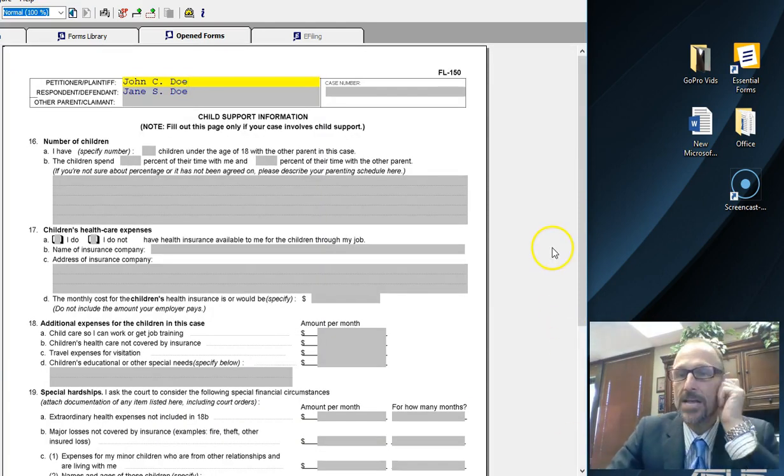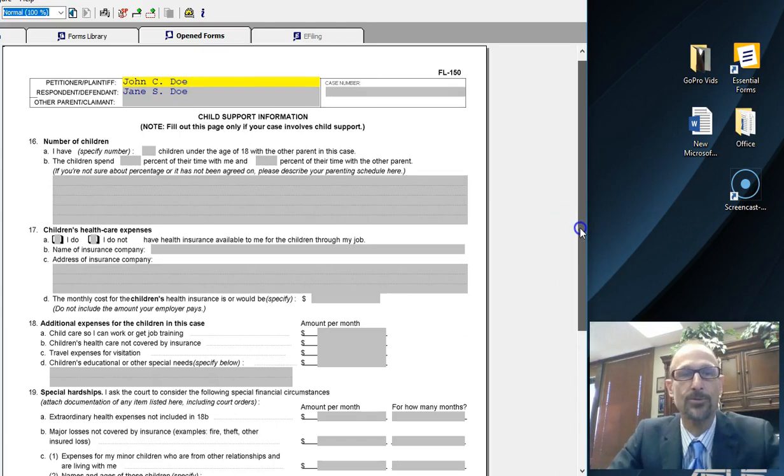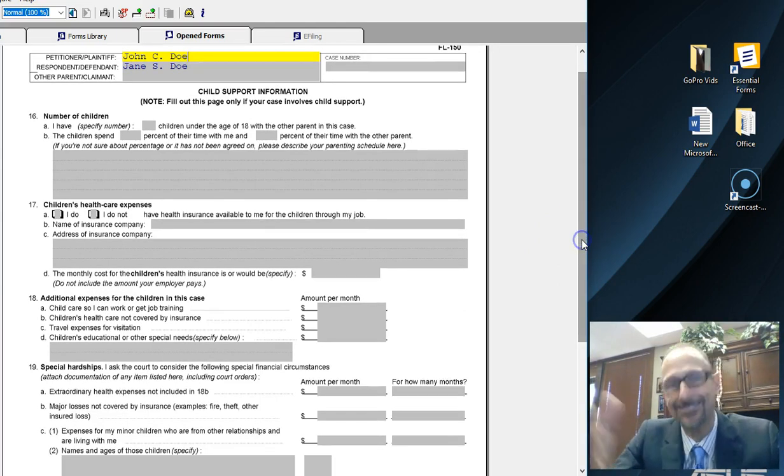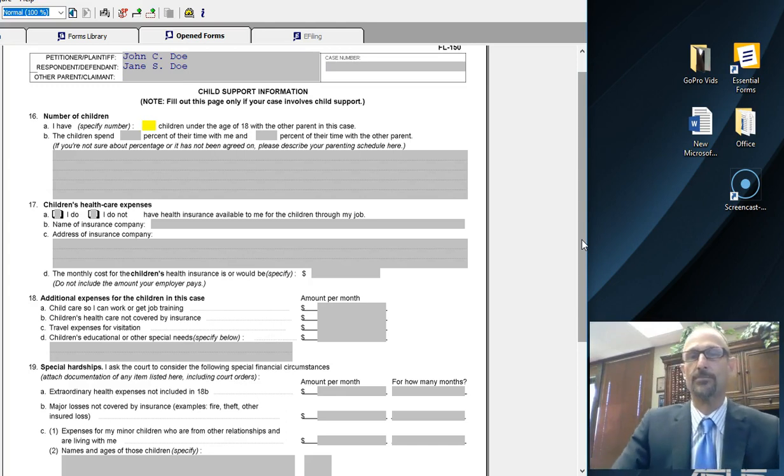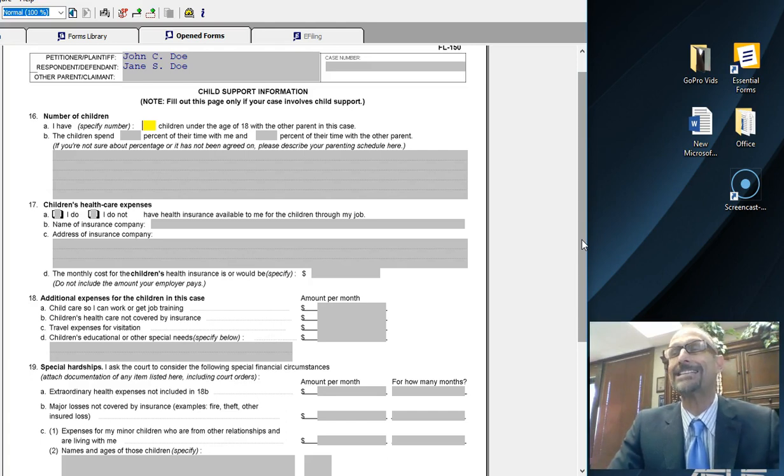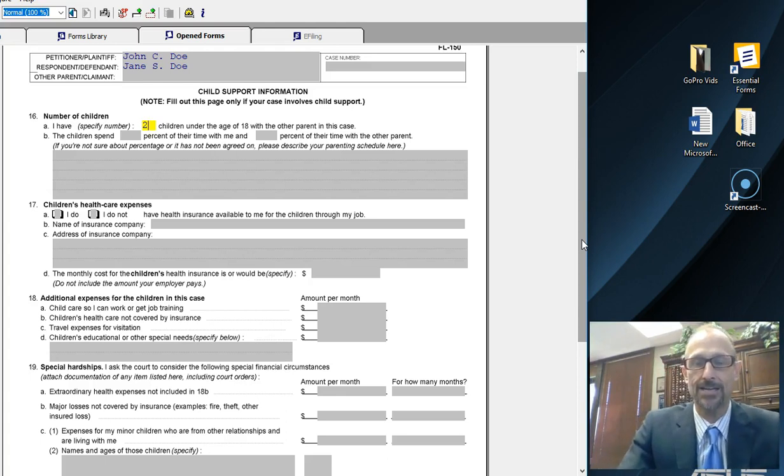Okay, then page 4. Very simple. We've moved on to, again, top of the page, petitioner, respondent, case number to the right. Then, under 16, 16A says I have, and they're asking for a number, children under the age of 18 with the other parent in this case. So if you guys have 2 children together, put a 2 in there. If you've got 4, put 4. If you've got only 1, obviously.